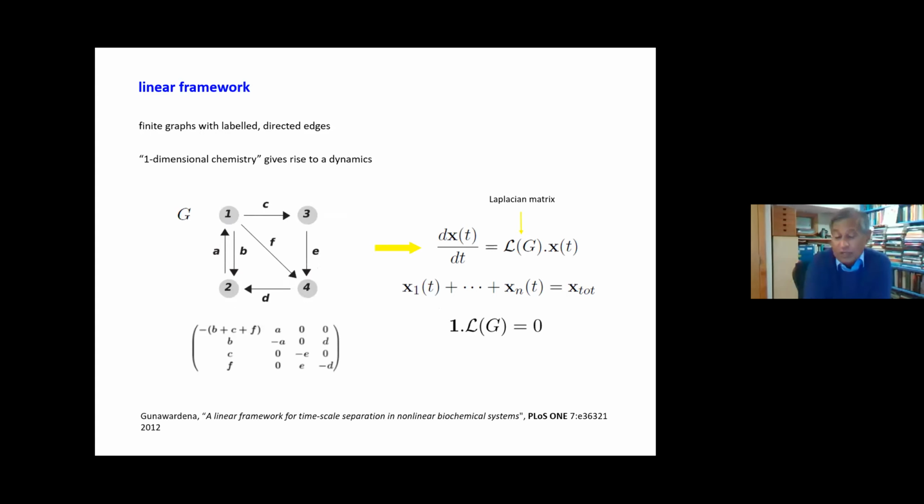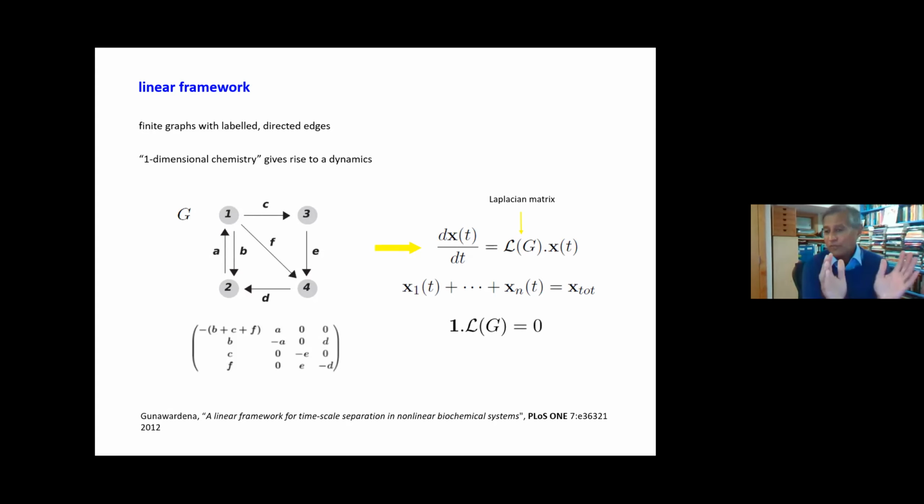The linear framework is based on finite graphs with directed edges. So these are directed graphs, and labels on the edges. And just for the moment, let's just think of this abstractly, and we'll see some more concrete examples in a bit. But the way to think about this scenario is that a labeled directed graph gives rise to a dynamical system. And it's a very simple kind of dynamical system. And I can sort of explain it by saying that it's one-dimensional chemistry. And what do I mean by that? I mean that we treat every edge, every transition in the graph, as if it's a chemical reaction. And we take the label as the rate for mass action kinetics.